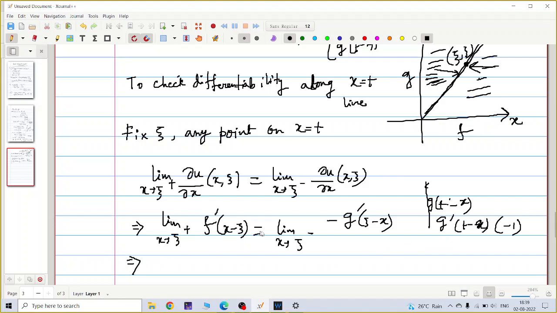Now f and g are C1 functions. So C1 means this derivative is continuous. So as x tends to xi, this limit will be considered inside f dash. So f dash of 0 is equal to minus g dash of 0. Okay, understand up to this? Any question?